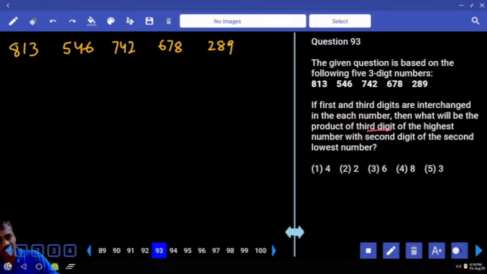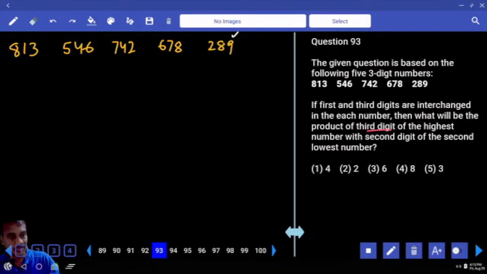Then what will be the product of the third digit of the highest number? First and the third are interchanged. Which number is coming to the first place? The third digit. That means among the third digits we need to find the highest number. Which is the highest? 9. 9 is coming to the first place. This number will be 982. That is the highest number.